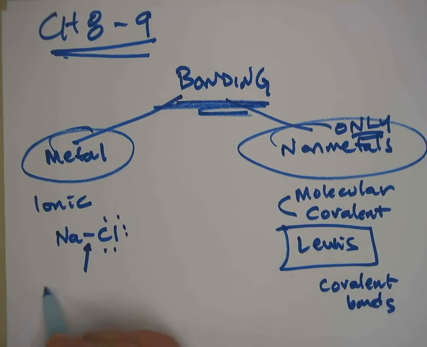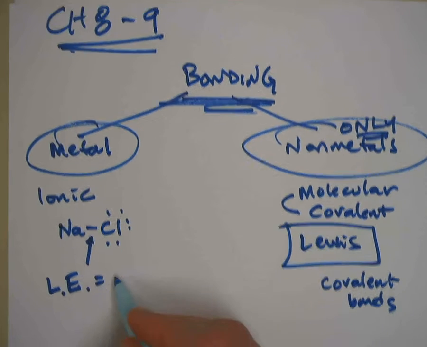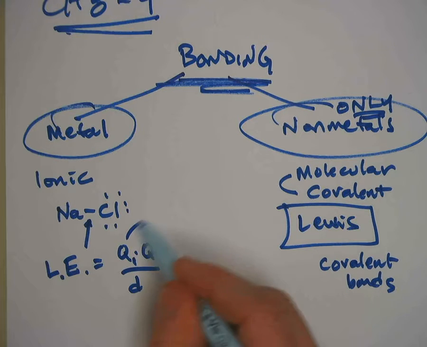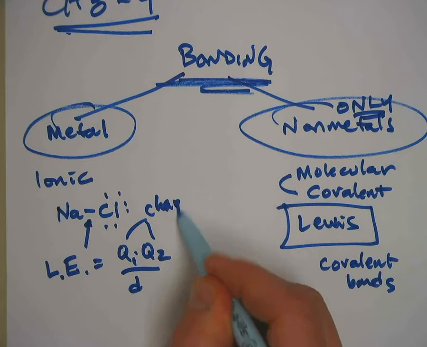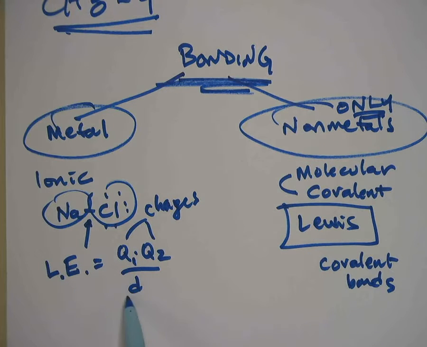Ionic bonds are held together by something called lattice energy. Lattice energy is proportional to Q1 times Q2 divided by d, where Q1 and Q2 are the charges on the ions. The bigger the charges, the bigger the lattice energy. They're inversely proportional to the distance between the ions. Smaller the distance, the stronger they're held together.